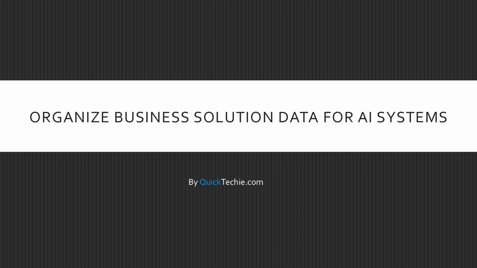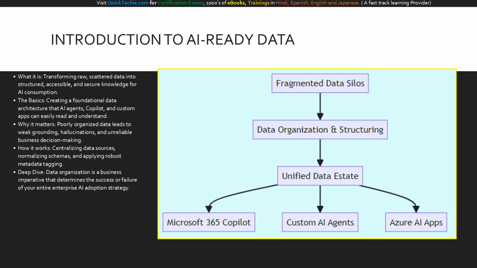Welcome, everyone. Today we are exploring a critical component of analyzing requirements for AI-powered business solutions: organizing your business solution data so it is fully available and optimized for various AI systems. Welcome to our first slide, where we dive into the foundational pillar of AI-powered business solutions, organizing your data so it can be effectively consumed by other AI systems.